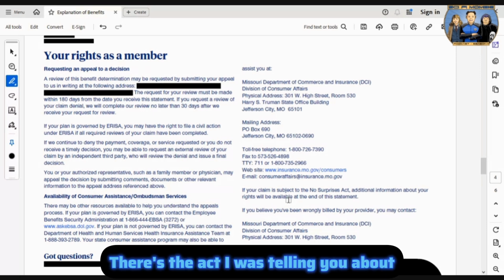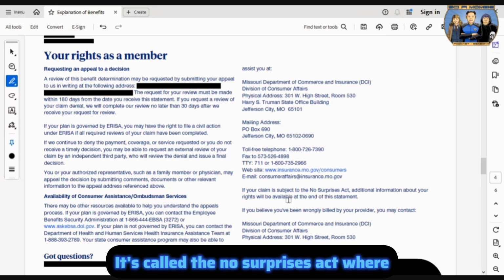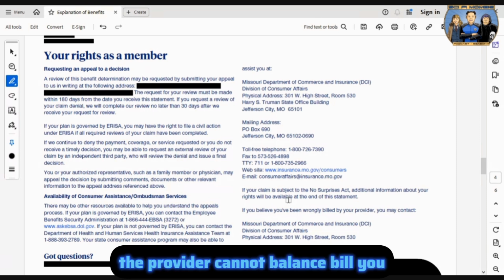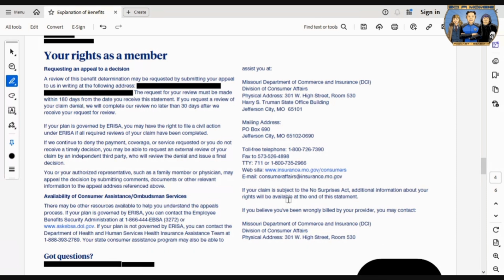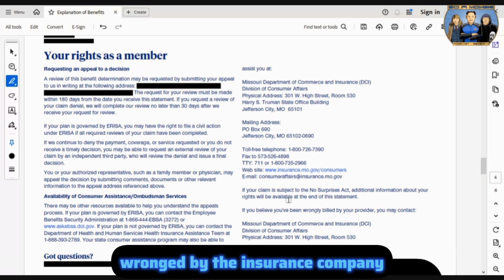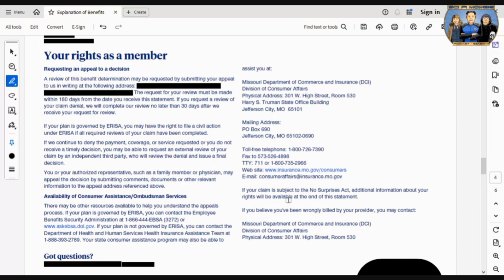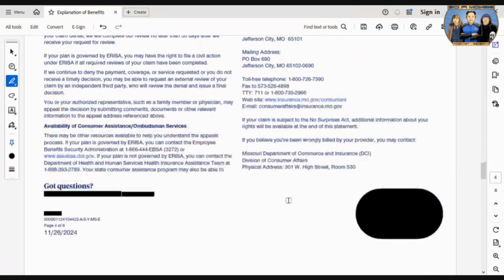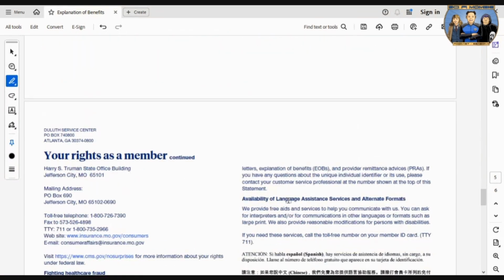There's the act I was telling you about. It's called the No Surprises Act, where the provider cannot balance bill you. That's what surprise billing is. Nope, can't happen. Then if you feel like you're still being wronged by the insurance company, they give you more information on how to contact your state for help.